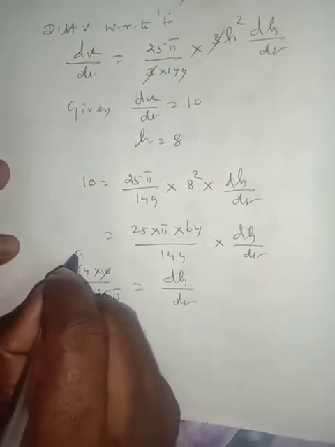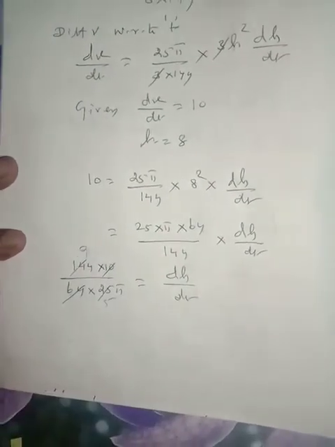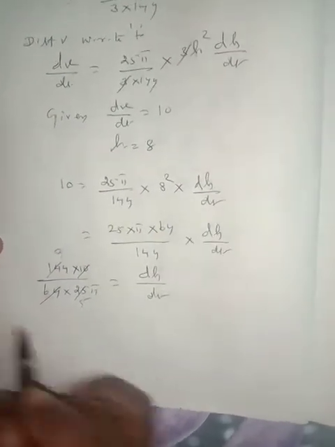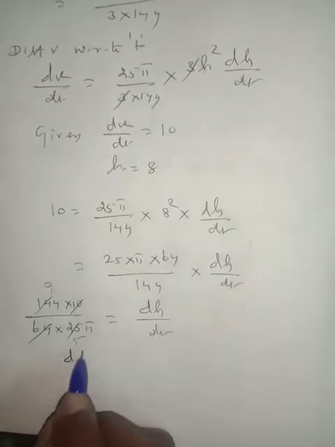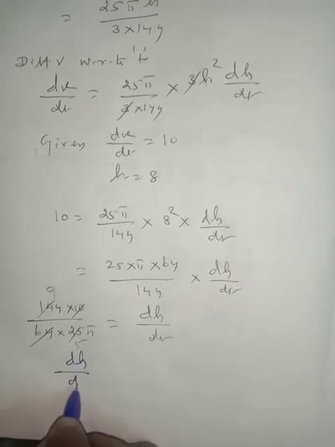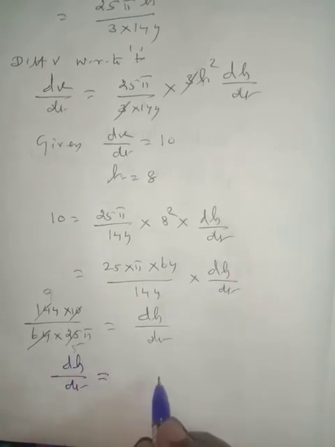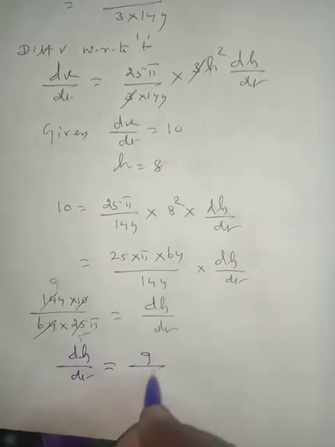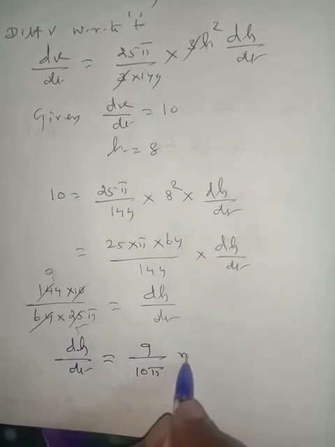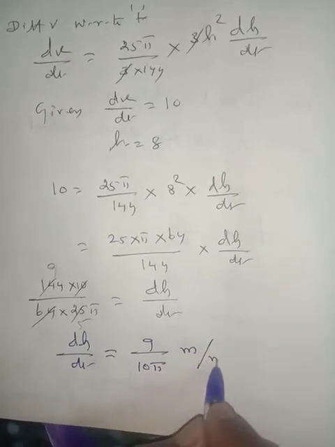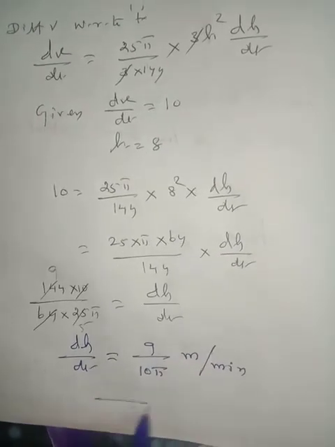Next, 9. Therefore dh by dt is equal to 9 divided by 10 pi meter per minute. Hence the result. Question number 10.